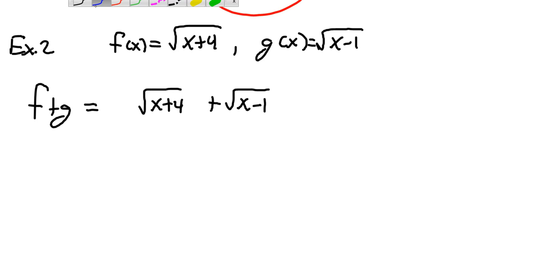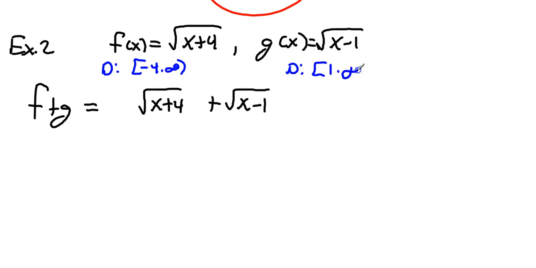All right, now when you get to the domain part on this one, here's where you're going to kind of look at it, because the domain on this one, instead of starting at 0, we're going to go 4 in the opposite direction. So this one, you're going to start at -4 and go to infinity. This one, you would start at 1 and go to infinity.